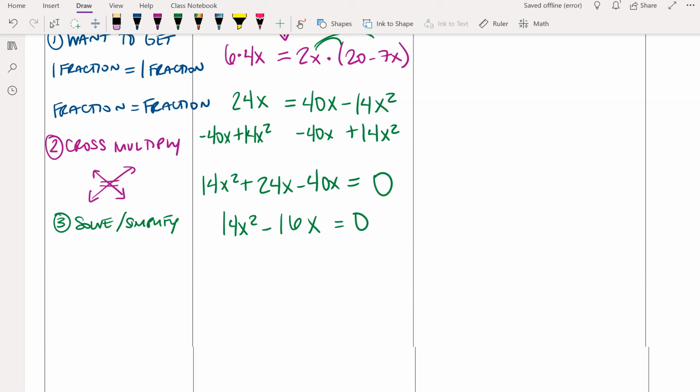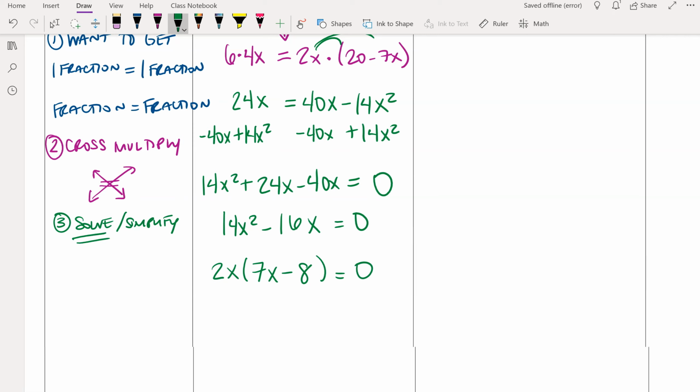I hope that you said GCF. Both of these numbers can be divided by 2, and both of these terms can be divided by 2, and they both have an x. So we get 7x minus 8 equals 0. Cool. And the last thing we need to do is solve.